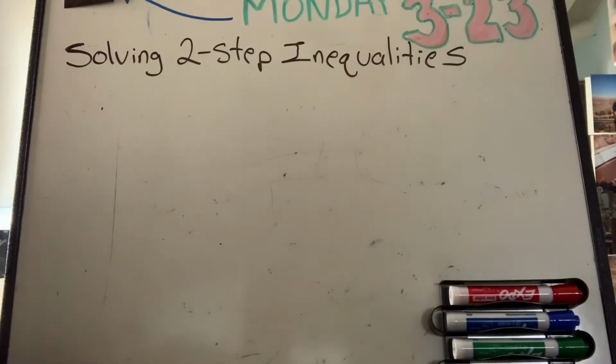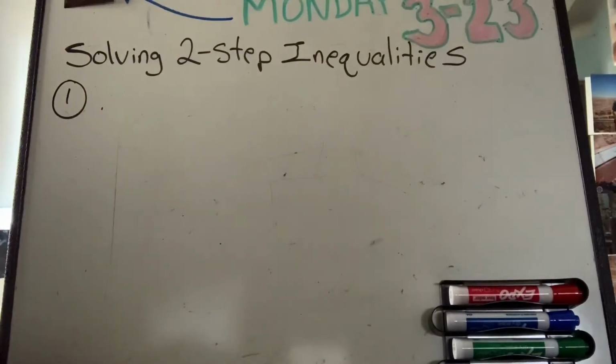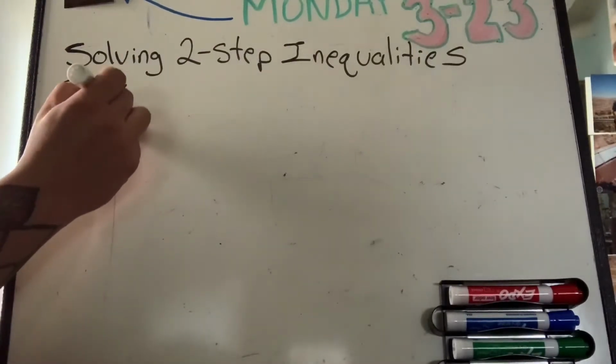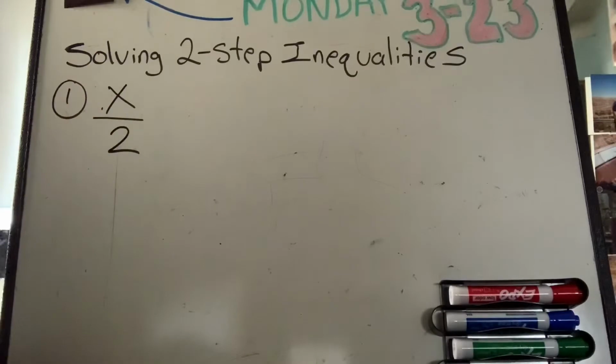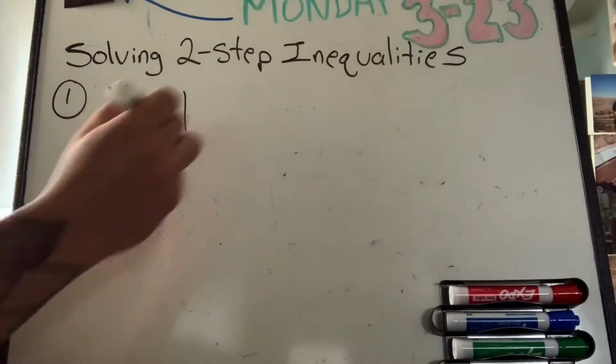Hi, period 4 students. Okay, this is a video to help you solve two-step inequalities for Monday, March 23rd. So I gave you guys a handout, electronically. This is number 1, in case it doesn't show up right. It says x divided by 2 minus 1 is less than 5.